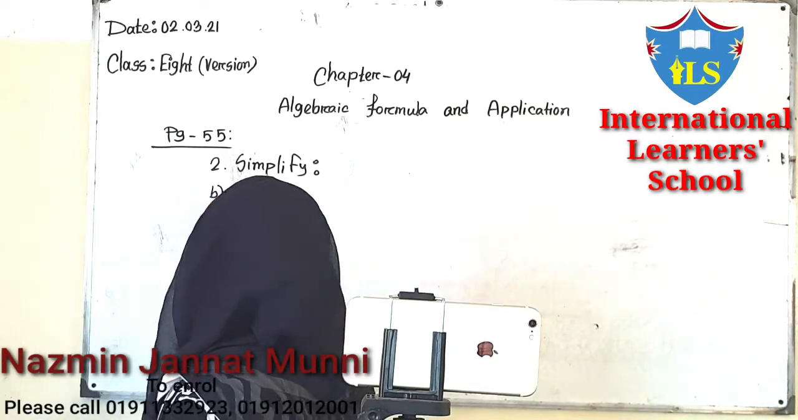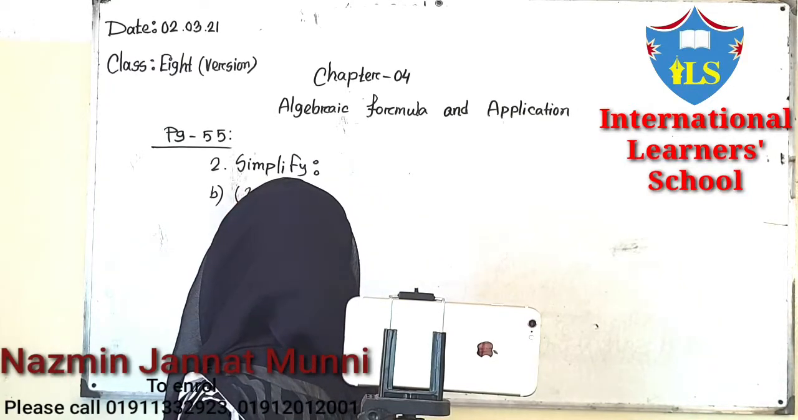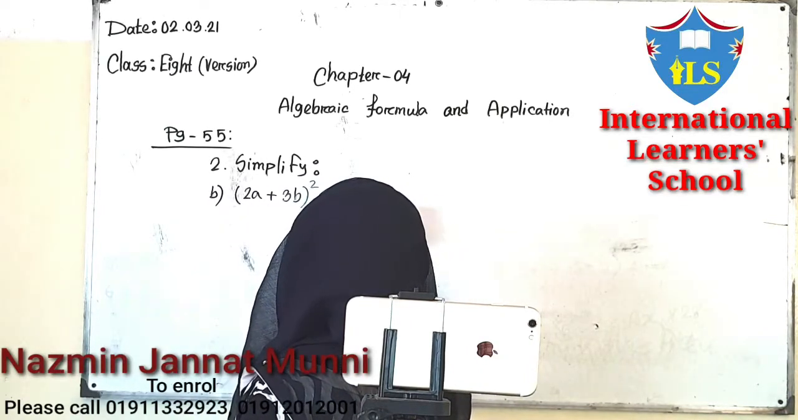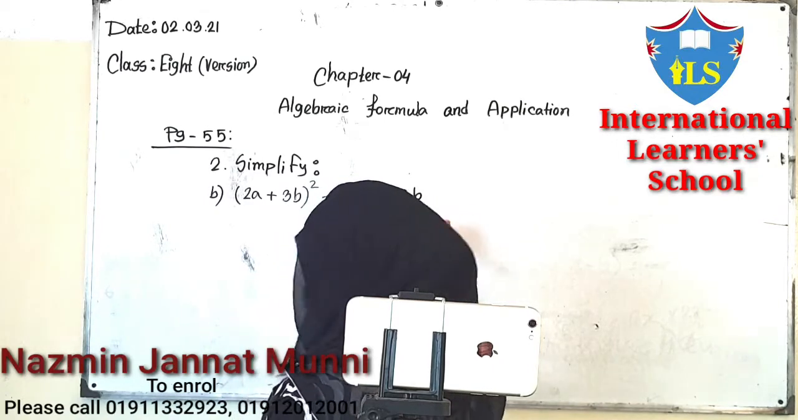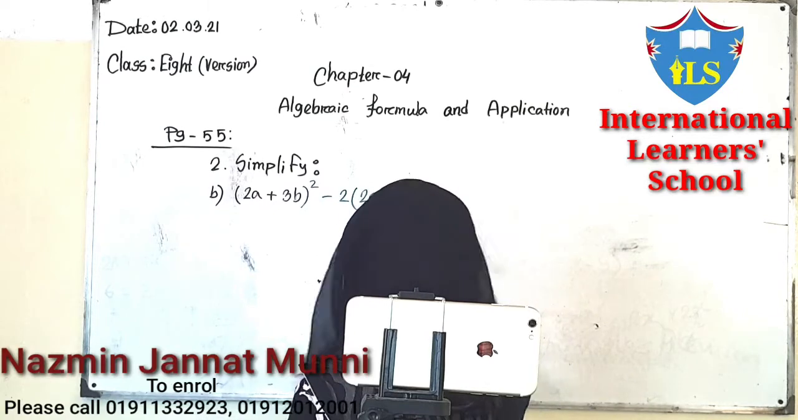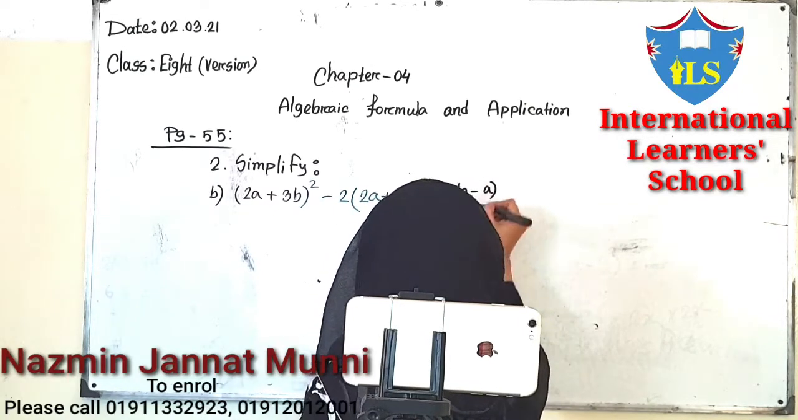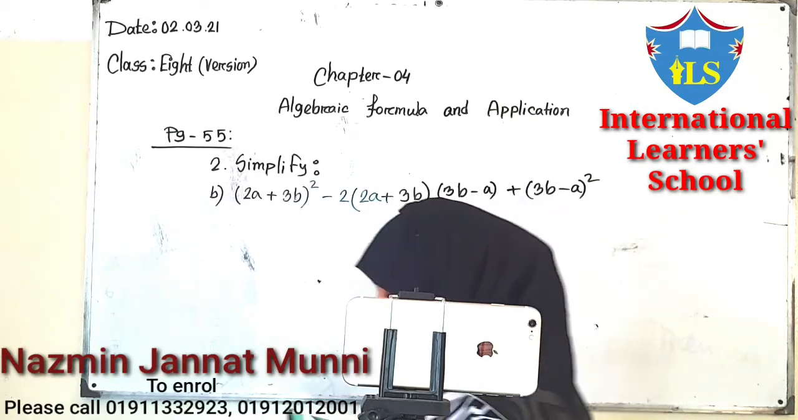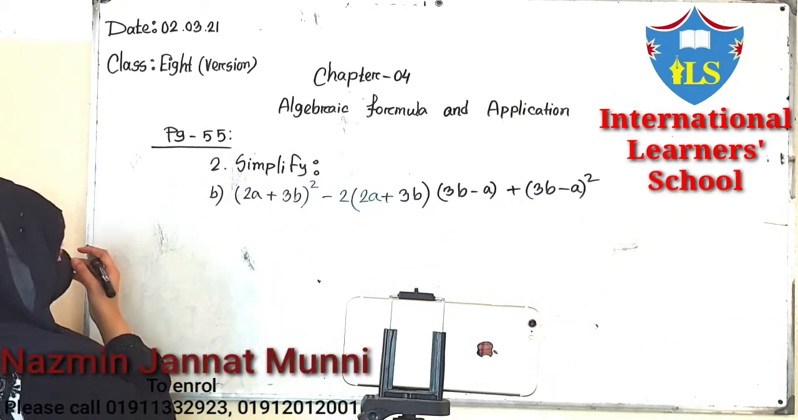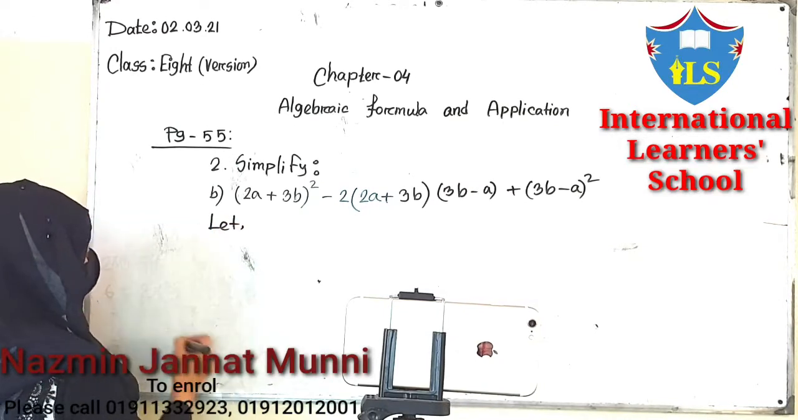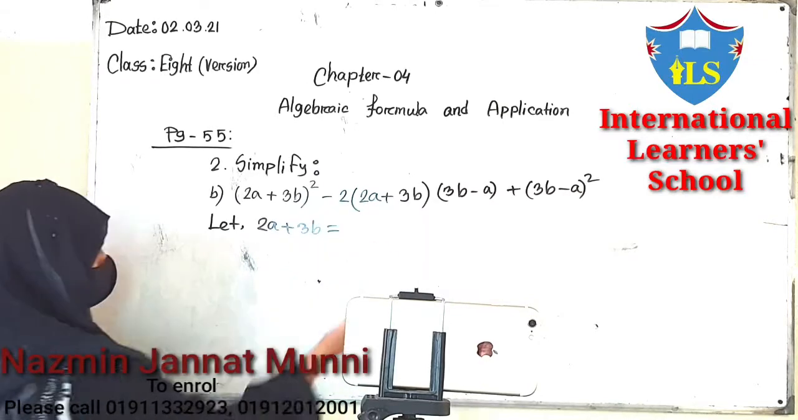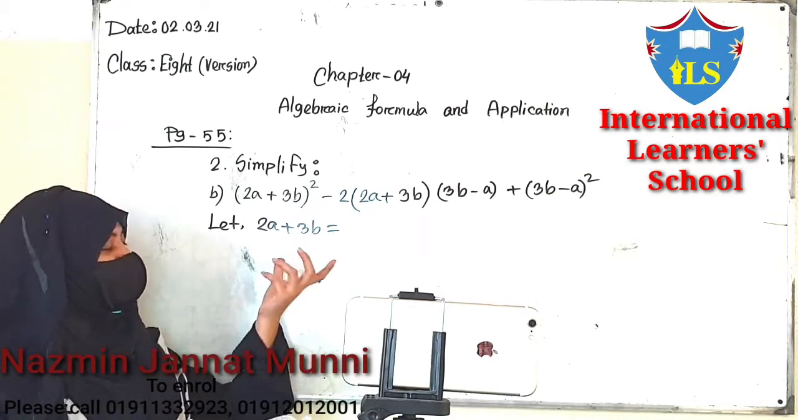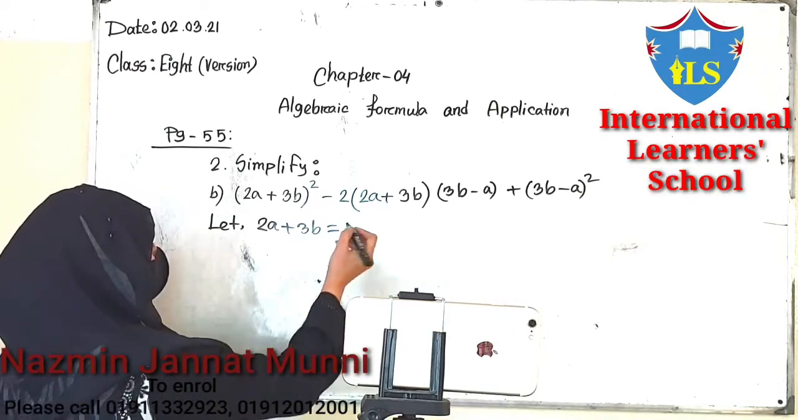B. Same rules. Okay. Tell me, what should I write here right now? Exactly, we have to let something. Let 2a plus 3b is equal to, what will you let? A? No, I told you. A and B are already used here. So you cannot take a and b, you can use x.